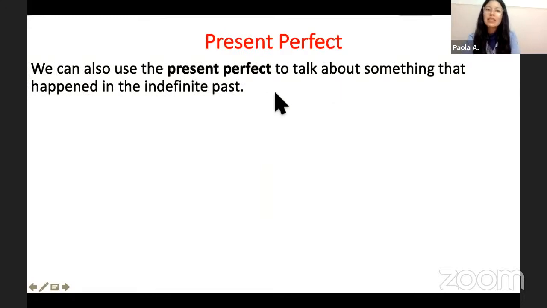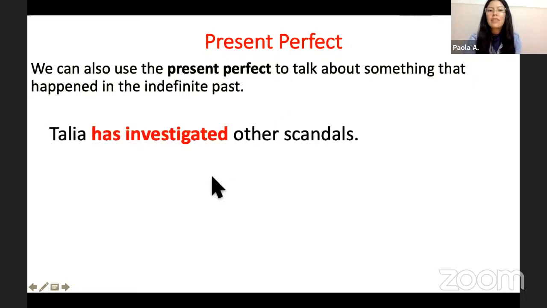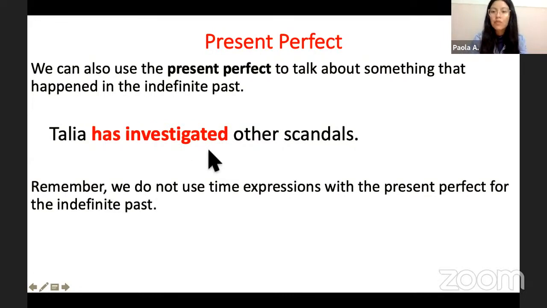So, in the present perfect, we can also use the present perfect to talk about something that happened in the indefinite past. What it means is that we don't know when it happened. Remember we mentioned this before? When we use the present perfect, we didn't care about when it happened. We just mentioned that it happened, right? So we usually don't use time expressions with this, no? In the present perfect, we just mentioned that it happened.